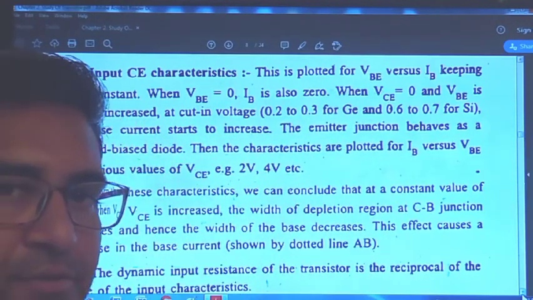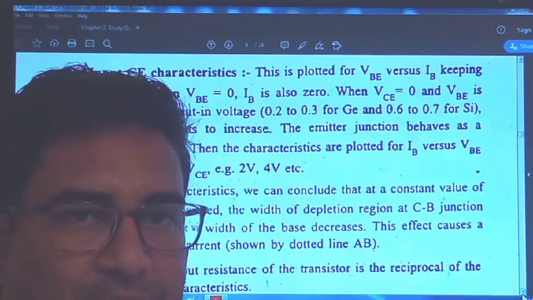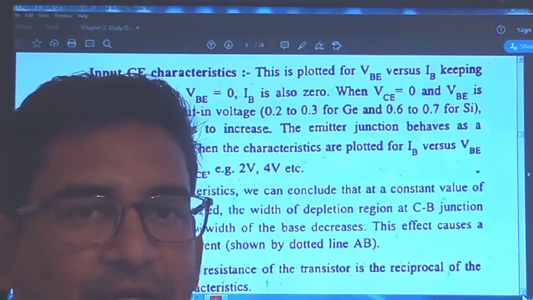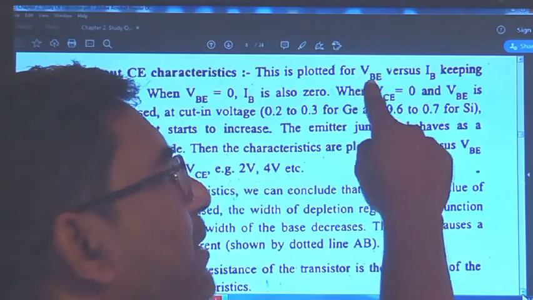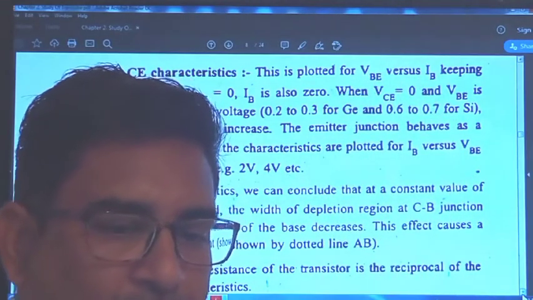As soon as we increase the value of VCE, we will get changes in VBE and IB.